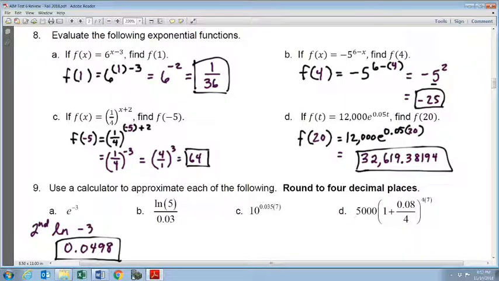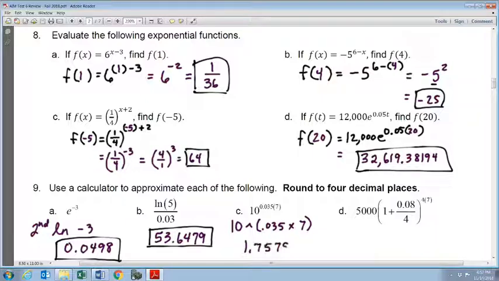On letter B, you pretty much put it in like it is. Just make sure you put the 5 in parentheses, then divide by 0.03. You get 53.6479. On letter C, you're going to put it in like that, and you should get 1.7579.